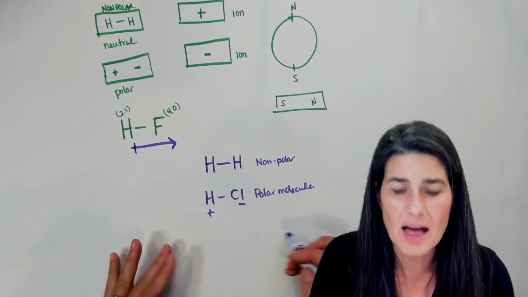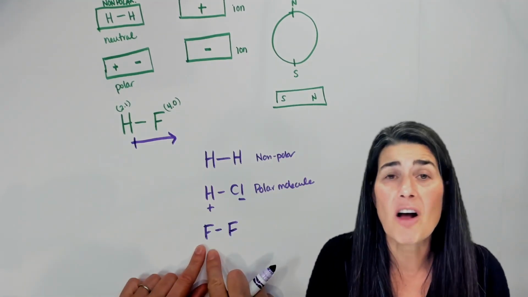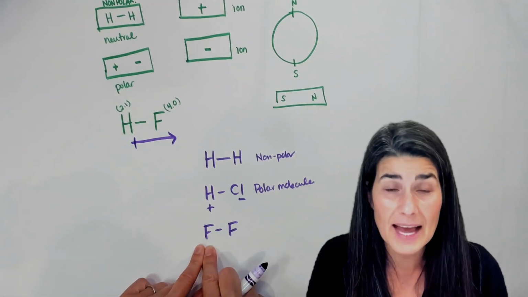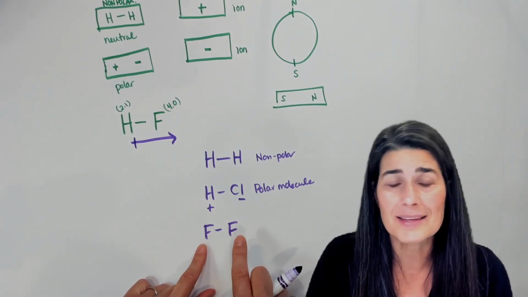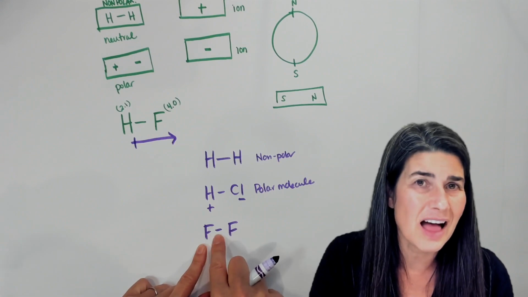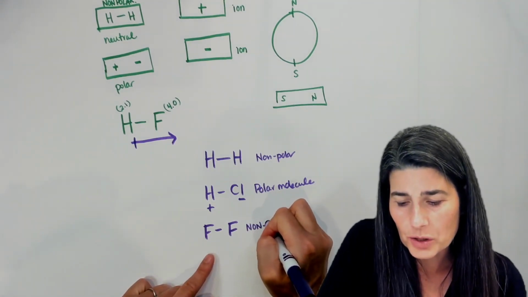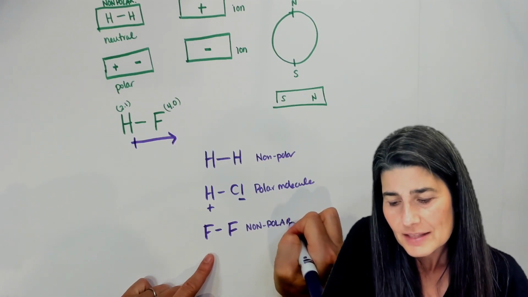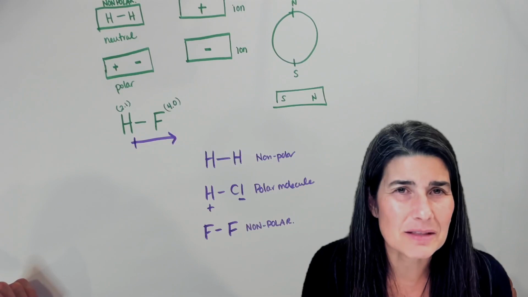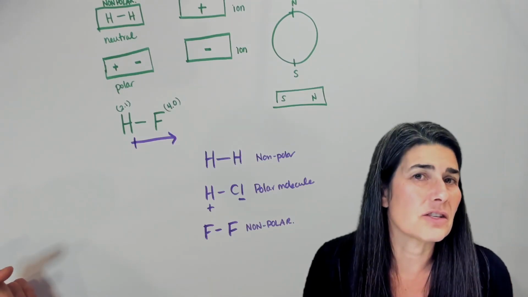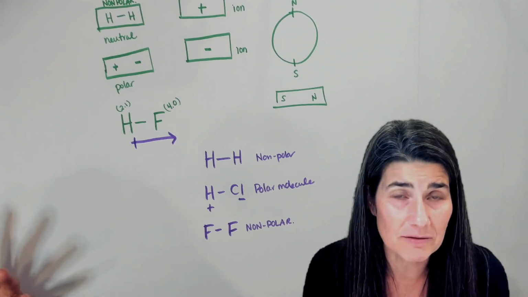Another example of a nonpolar would be something like F and F. Fluorine, although it's very electronegative, pulls just as hard as the other fluorine. Nobody wins, no pull. That's a nonpolar bond, and that is a nonpolar molecule. So how does it get trickier? Well, what if there aren't two atoms involved? What if it is 3, 4, 5 multiple atoms involved?